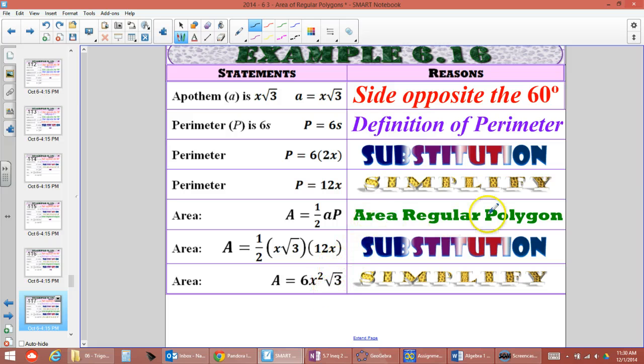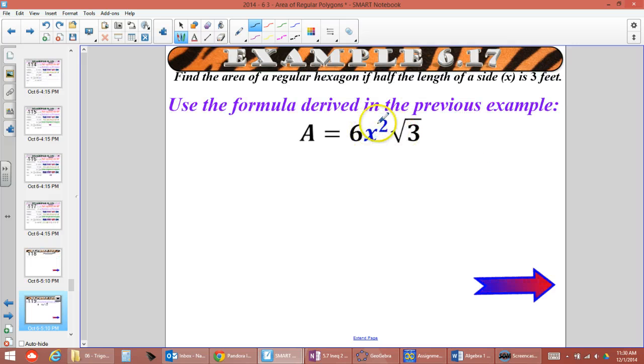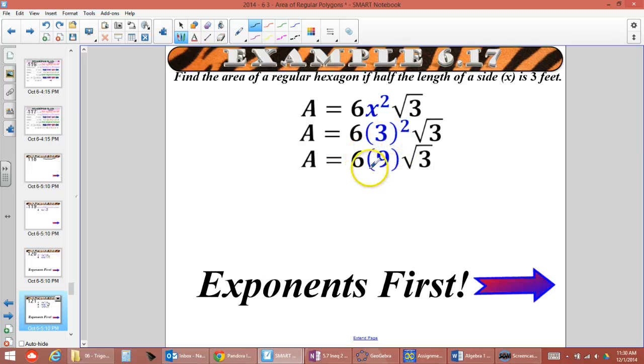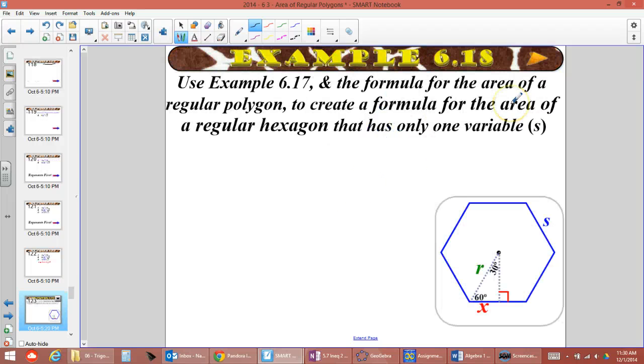So this is for the regular polygon. I've now found it with relationship to just x. Now, originally x was half of a side length. So if I use this formula, the half length of a side is 3 feet. Well, that's exactly what x represents, the half of a side length. I plug the 3 in right there. I square it, multiply it by 6, and I end up with 54 root 3 feet squared, which is great. That's the area based on the half of a side length.